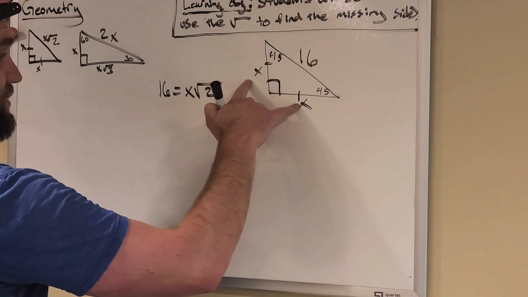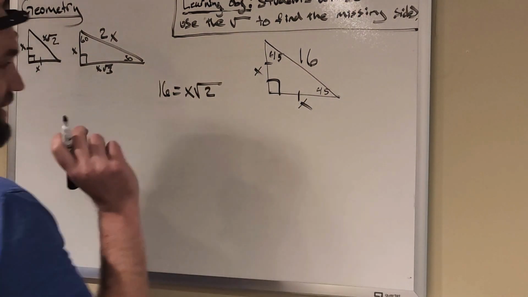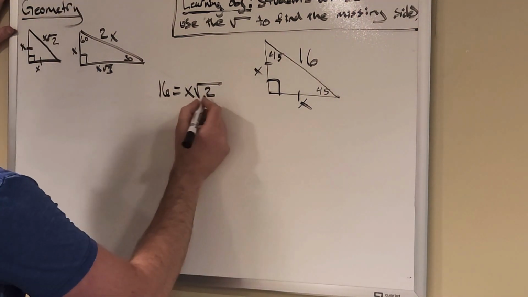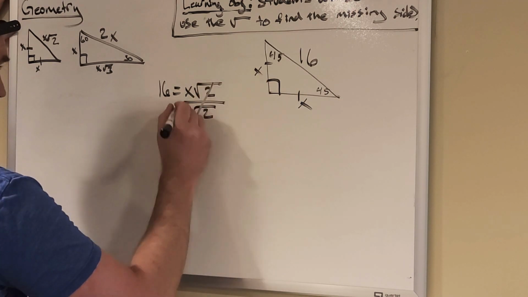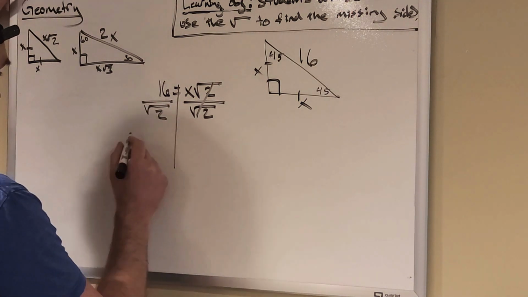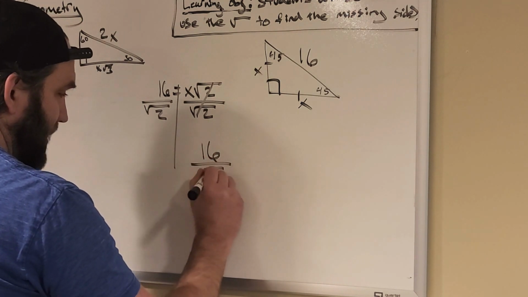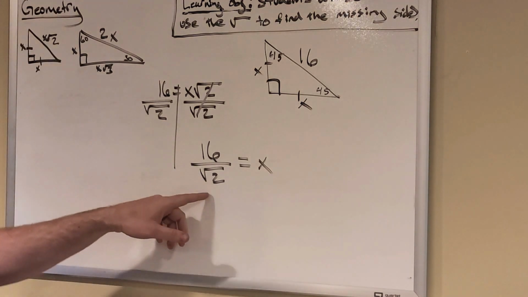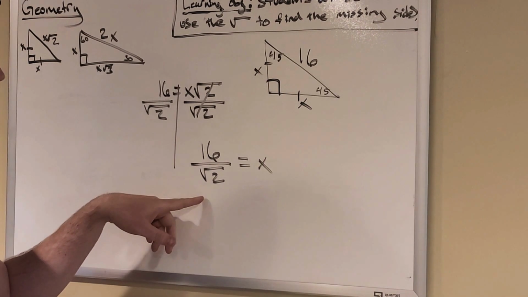Awesome. Now I have an equation I can simplify to find my x value. And once I have my x value, I can plug that into my formula. So first things first, divide by the square root of 2. That gets rid of it here. Now I'm left with 16 over square root of 2 equals x. However, I can't leave it like this. As we just went over, I can't leave the square root of 2 in the denominator.